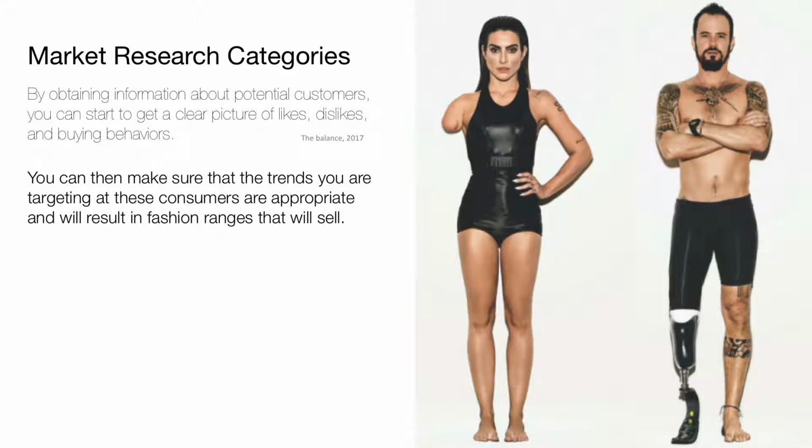Market research categories. By attaining information about potential customers, you can start to get a clear picture of likes, dislikes, and buying behaviours of your consumer profiles. You can then make sure that the trends you are targeting at these consumers are appropriate and will result in fashion ranges that sell.